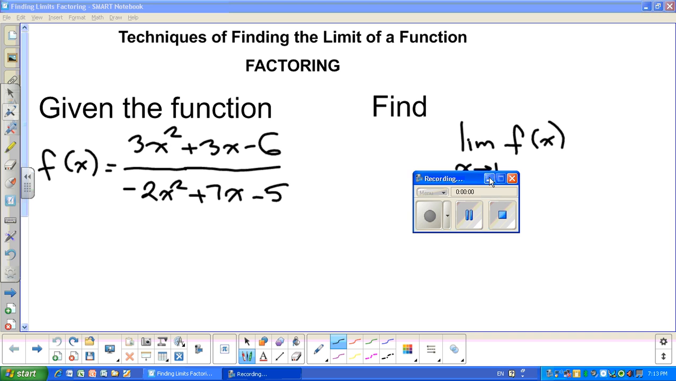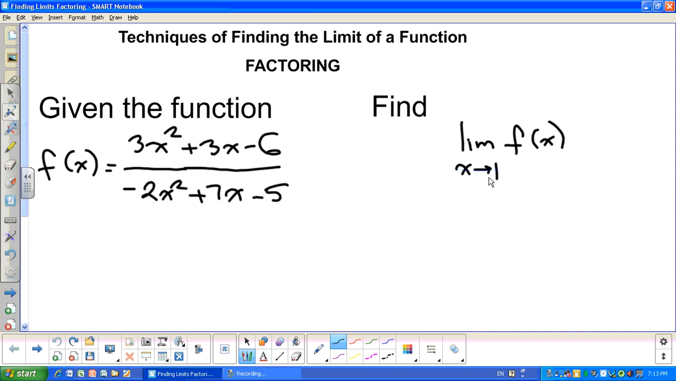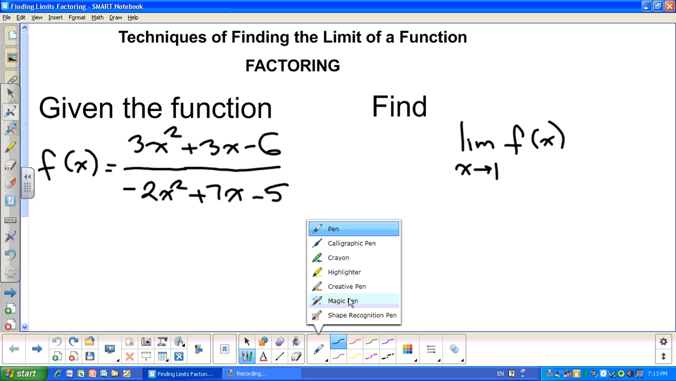Good afternoon everyone. This is Miss Mate and we will be talking today about a technique of finding the limit of a function, and the technique we are talking about is by factoring.